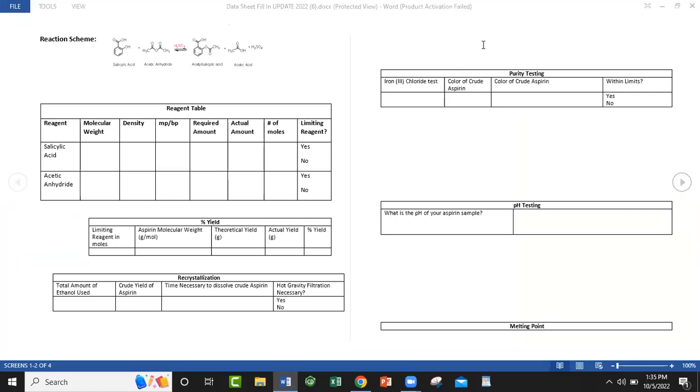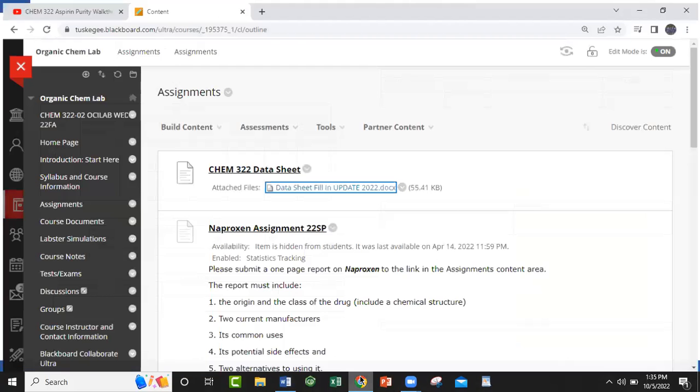So we've already filled out all of this stuff: molecular weight, density, melting point, boiling point, required amount, actual amount, number of moles, and limiting reagent. We picked which one was the limiting reagent, and we used that down here to calculate the theoretical yield. We took the limiting reagent, multiplied it by the aspirin molecular weight. That gave me the theoretical. Today we're going to get the actual, and I can give you those numbers right now.